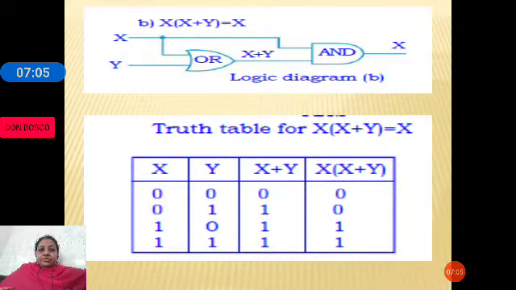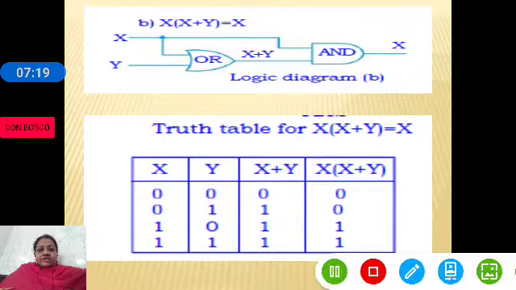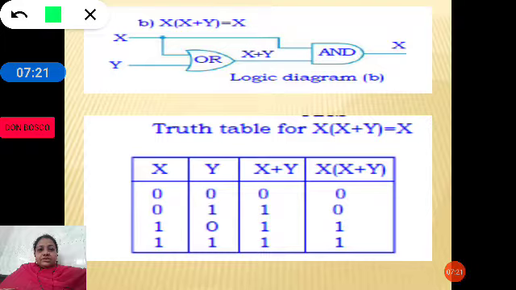Let us prove the next Boolean theorem, that is x ANDed with x plus y is equal to x. Here, as there are x and y, first take x plus y. x plus y is 0 plus 0, 0; 0 plus 1, 1; 1 plus 0, 1; 1 plus 1, 1. Now, we have got x plus y.